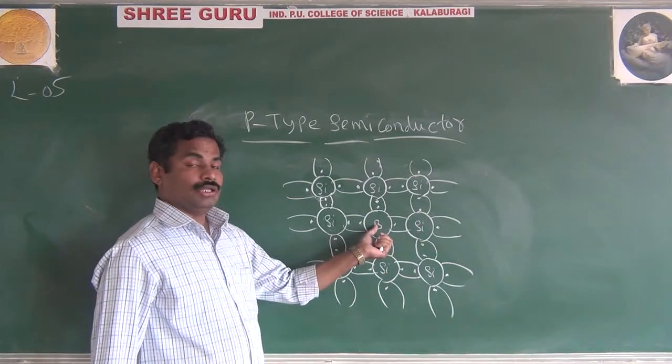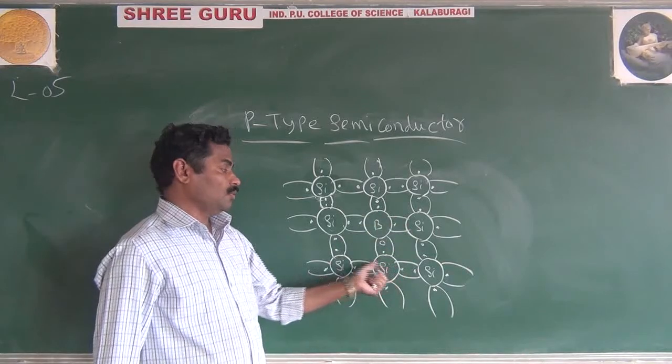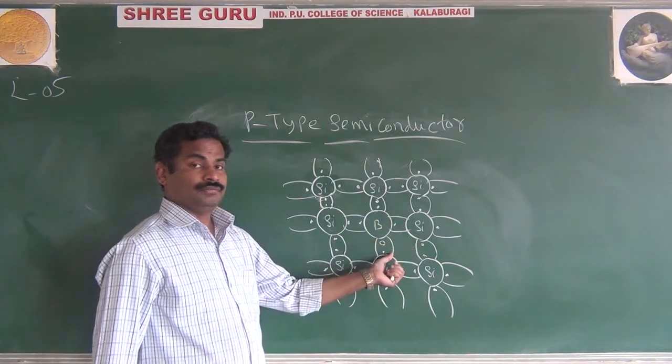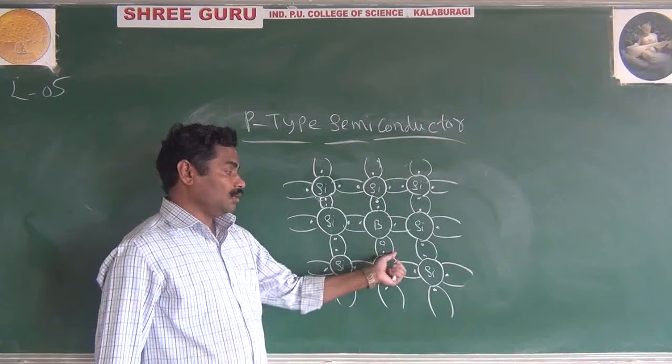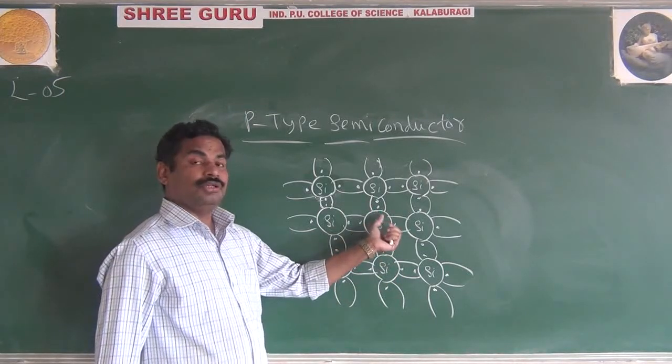Actually, this boron, what will it do? The 3 valence electrons of boron make covalent bonds with 3 of our silicon atoms. Actually, silicon has 4 valence electrons, but boron has only 3 valence electrons.